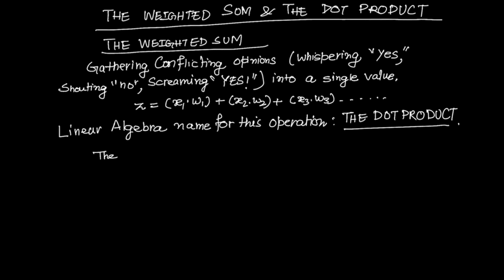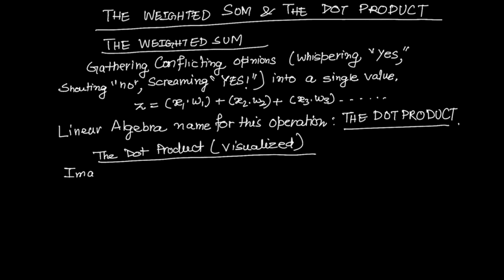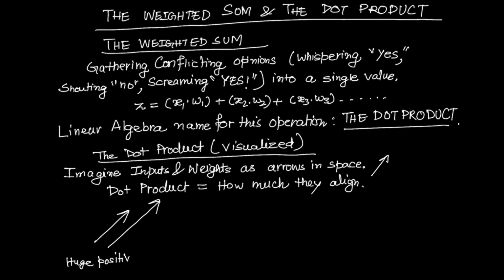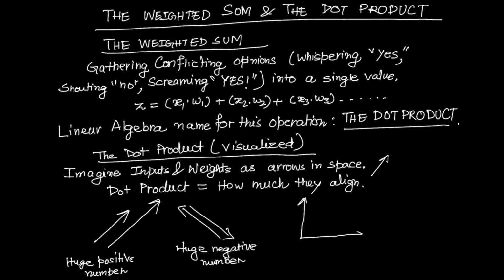Now, I want to visualize this geometrically because this is where the intuition clicks. Imagine your inputs are an arrow pointing in a specific direction in space. Imagine your weights are another arrow pointing in a different direction. The dot product tells us how much these two arrows align. If they point in the same direction, the dot product is a huge positive number. If they point in opposite directions, it is a huge negative number. If they are perpendicular, or 90 degrees, then the dot product is 0.